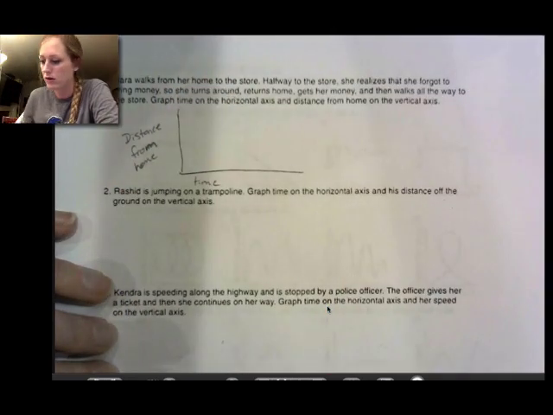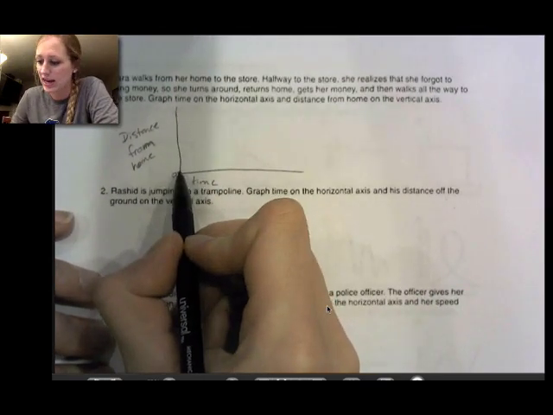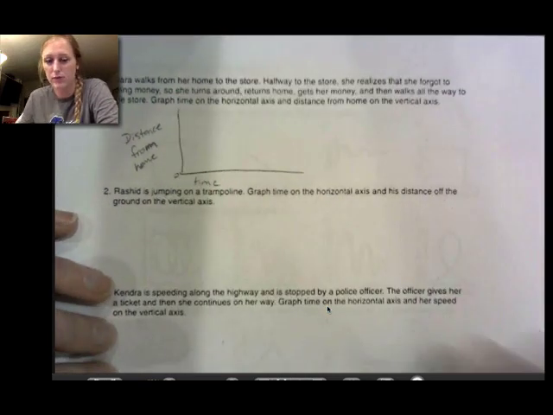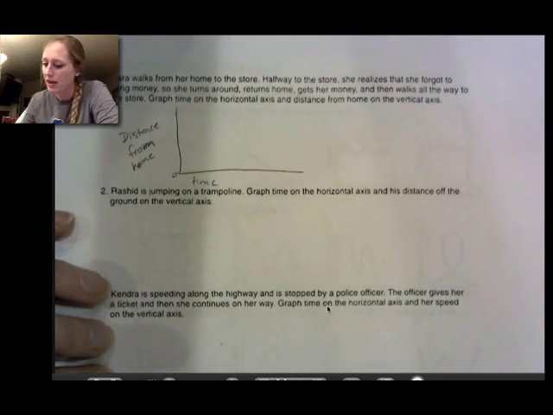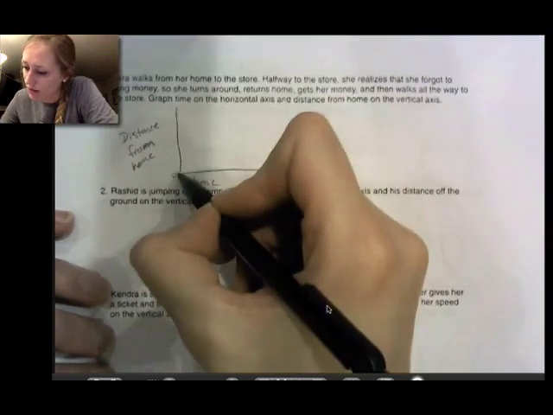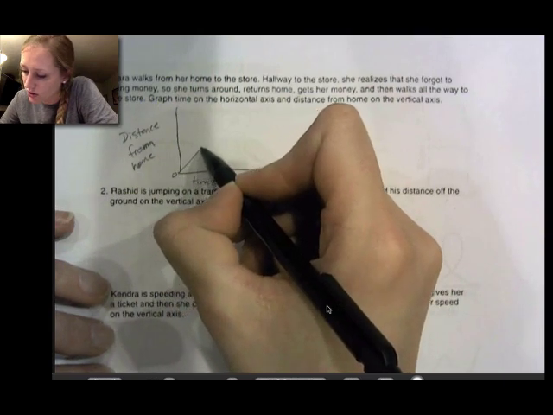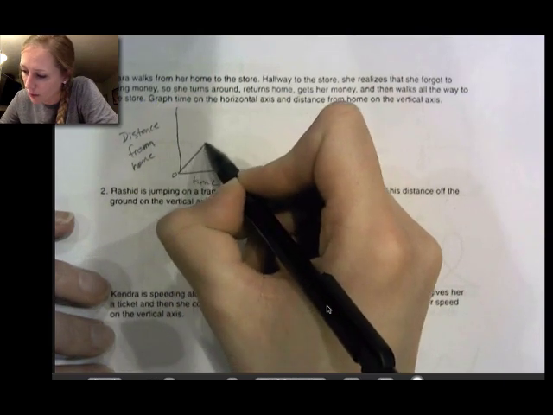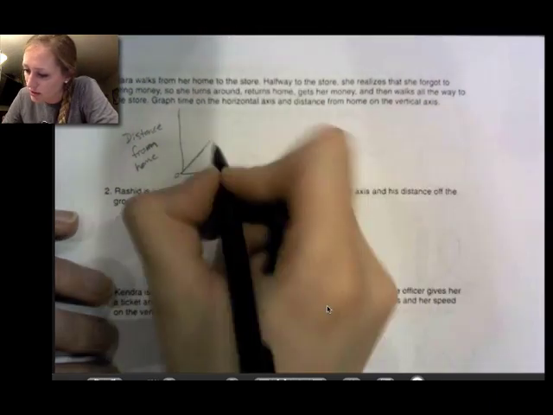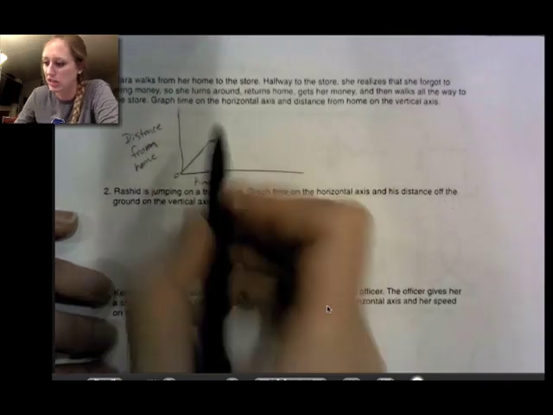All right, so when it's 0, she's at home. And as the height of the graph increases, that means she's further away from home. So she starts walking to the store, getting further and further away from home. She's just walking at a safe pace. Halfway to the store, she realizes she forgot to bring some money, so at that spot she's standing there for a second.